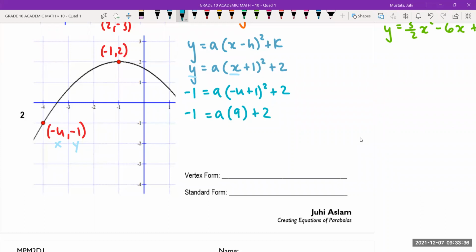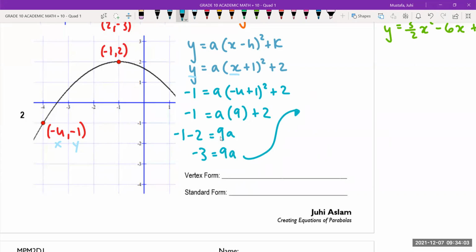I want the a to be by itself, so I have to move the 2 over. When I move the 2 over, what will it become? -2. So this is going to be -1 minus 2 is equal to 9a. And like my 9 and my a both look the same. 9a. I'm going to keep solving this. So this is -3 is equal to 9a.